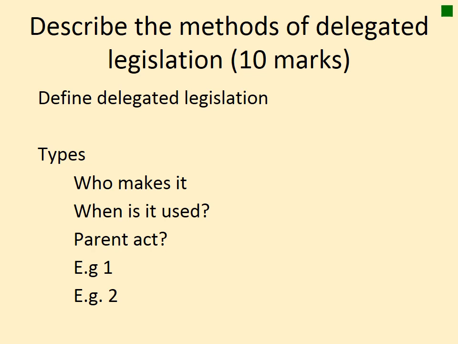So hopefully what you are able to do now, using the information that you've got from the previous slides, is answer the following question that I showed you at the start. So describe methods of delegated legislation for 10 marks. You'll define delegated legislation, and you'll be able to talk about the three types: statutory instruments, bylaws, and orders in council, by saying who makes them, when they are used, some information about the Parent Act, and 2 examples of each one.